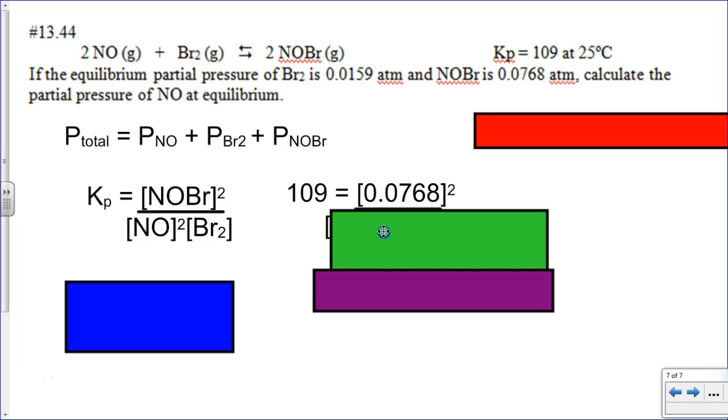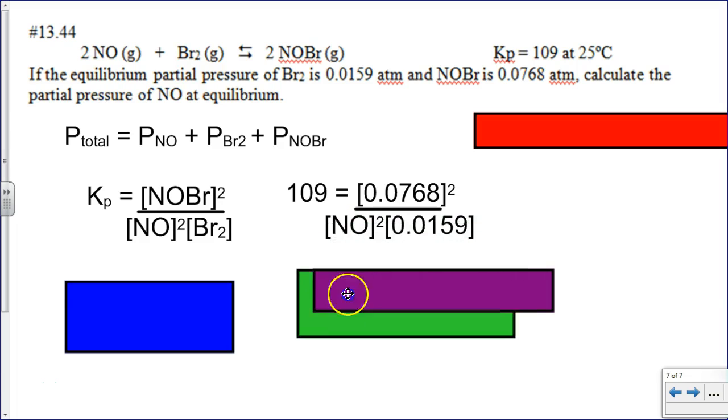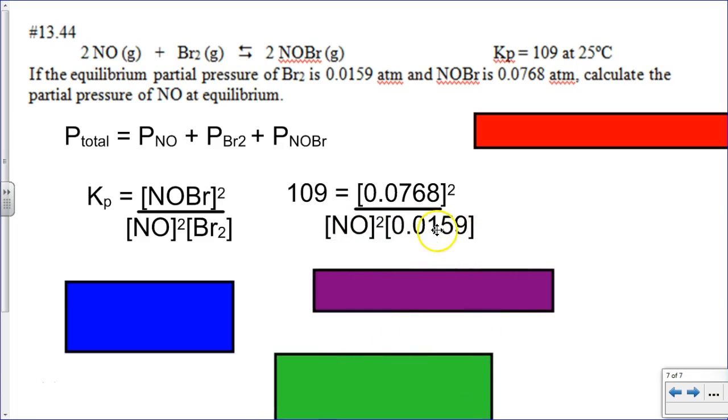We know that the pressure of that NOBr gas is 0.0768 atmospheres. We have to square that term. We know that the bromine gas is 0.0159, and the unknown term is the nitrogen monoxide gas, and we have to square that. So using some algebra, I didn't show the algebra on this one. I hope you can do that by yourself.